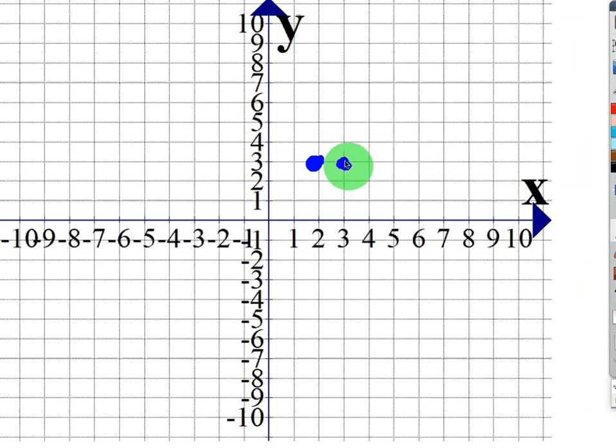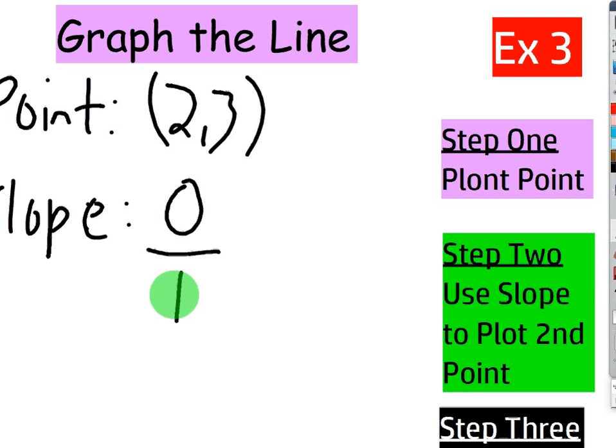And we talked about this before. If the slope is 0, the line is going to be horizontal, and when we go to do step 3, connect them, we see that. Okay? So 0 slope means horizontal. Just plot a point next to it, and you're good to go.